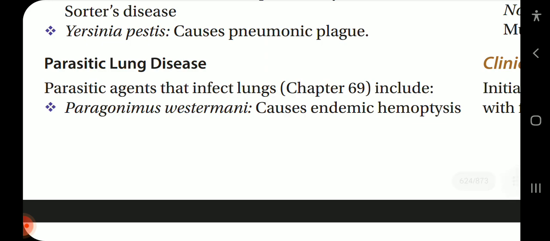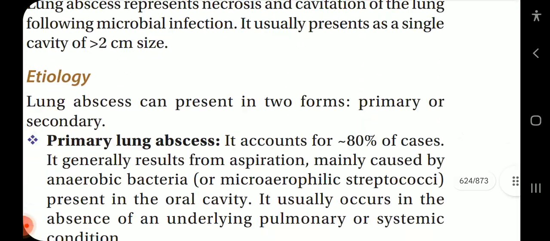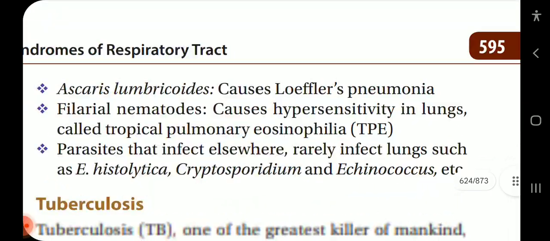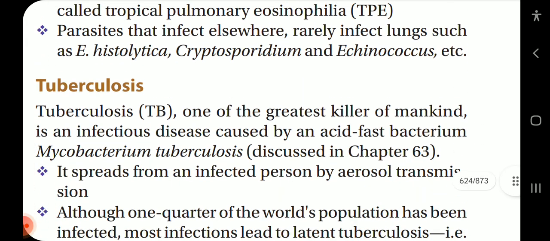Now, the parasitic agents that affect the lungs include Paragonimus westermani, which causes endemic hemoptysis, Ascaris lumbricoides, which causes Loeffler's pneumonia, and filarial nematodes, which cause hypersensitivity in lungs called tropical pulmonary eosinophilia, TPE. Parasites that infect elsewhere rarely infect lungs, such as Entamoeba histolytica, Cryptosporidium and Echinococcus, etc.